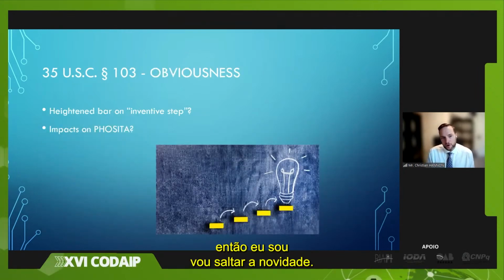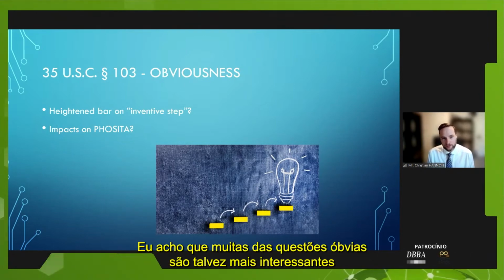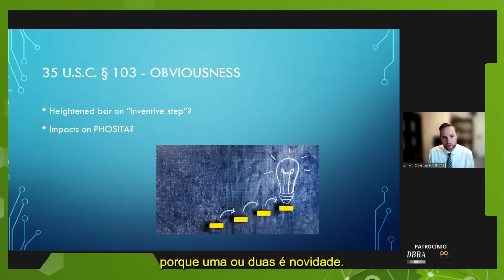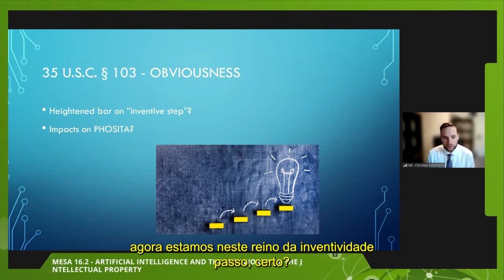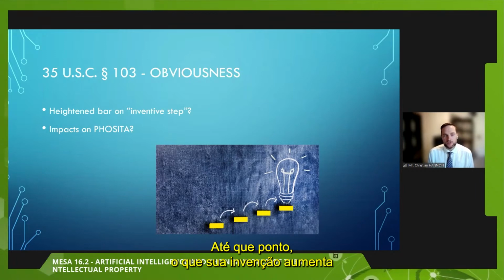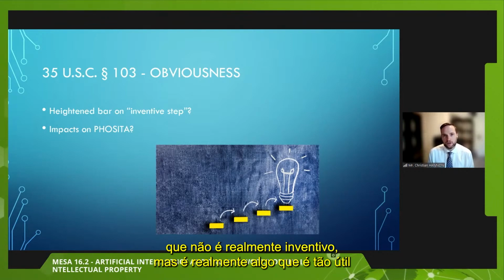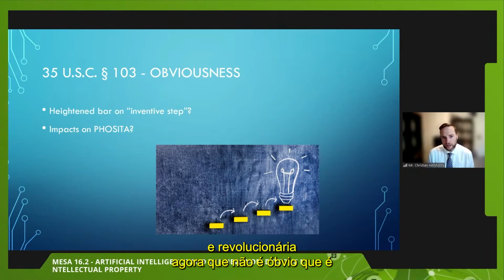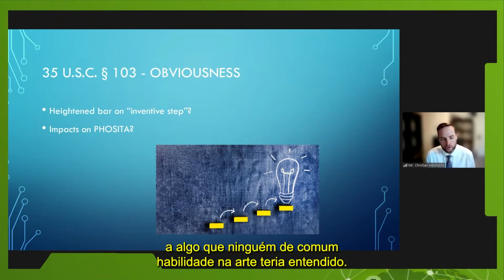So I'm going to skip over novelty, if you're familiar with patent law, and go from 101 not to 102 but to 103. I think a lot of the obviousness issues are maybe more interesting, because 102 is novelty. That's just a one-to-one correlation, if something exists. But when we get into 103, now we're in this realm of inventive step. To what degree must your invention rise so that it is not just some routine toiling or something not really inventive, but something so useful and groundbreaking that it's non-obvious, that there was some inventive process that gave rise to something that no one of ordinary skill in the art would have understood.